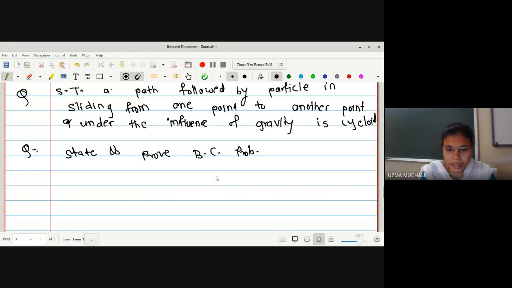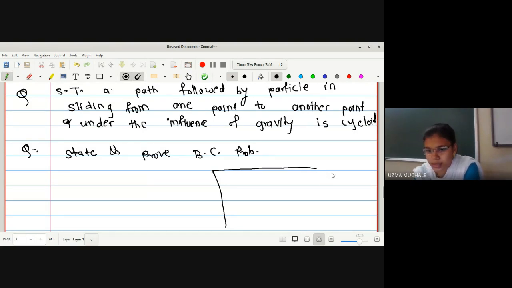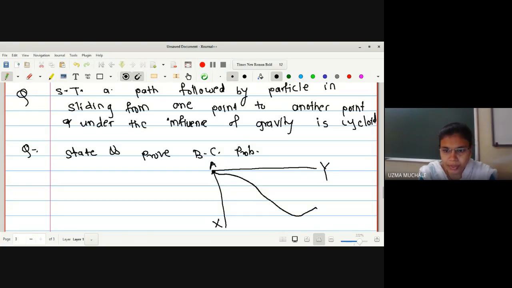Okay, let us draw the image. So as we are going to consider inverted, let us assume that this is the y-axis and this is the x-axis. Say this is a point A. So what is given to us? Show that a path followed by a particle in sliding from one point to another point under the influence of gravity is a cycloid. Okay. That means we are provided with a particle. This particle is sliding from one point to another point. Okay, say this another point is B.